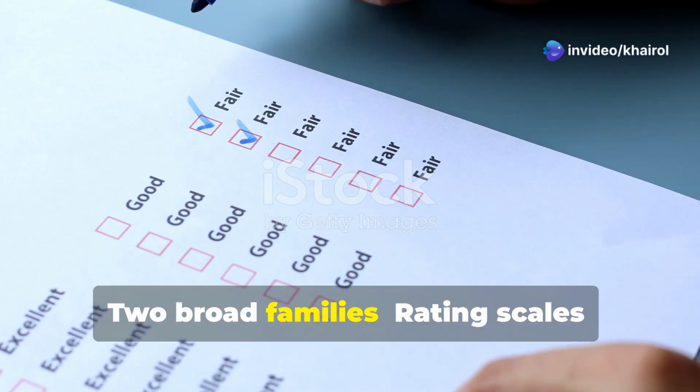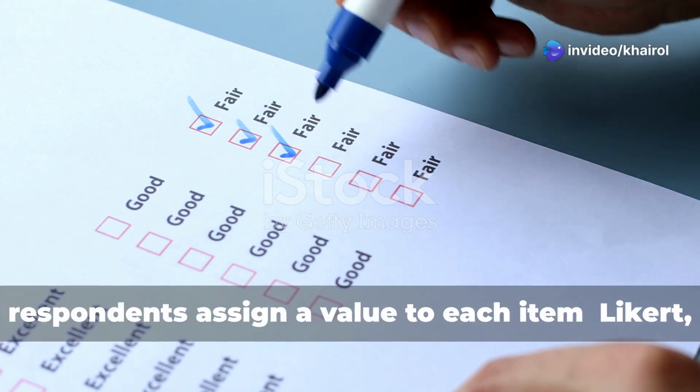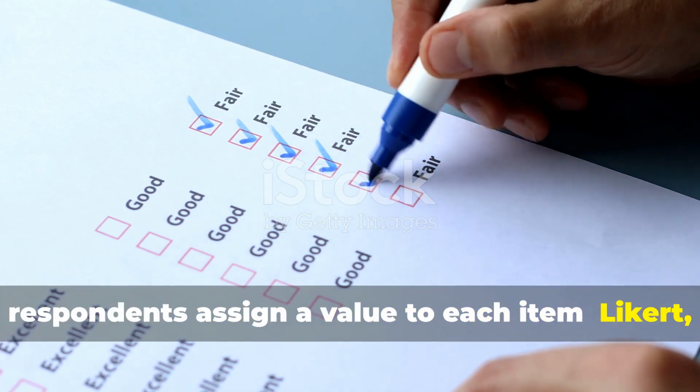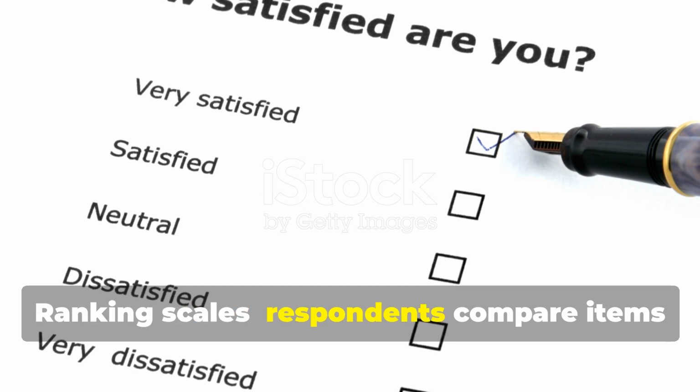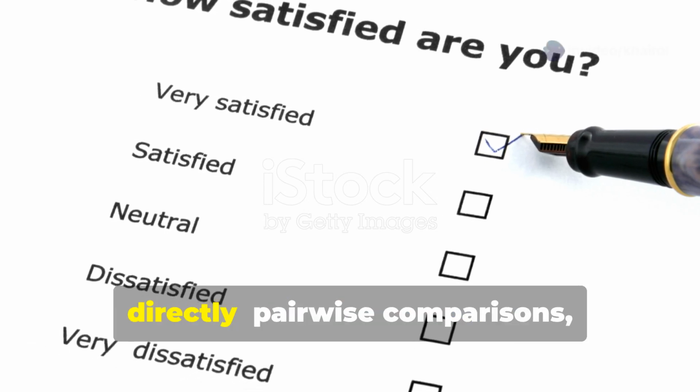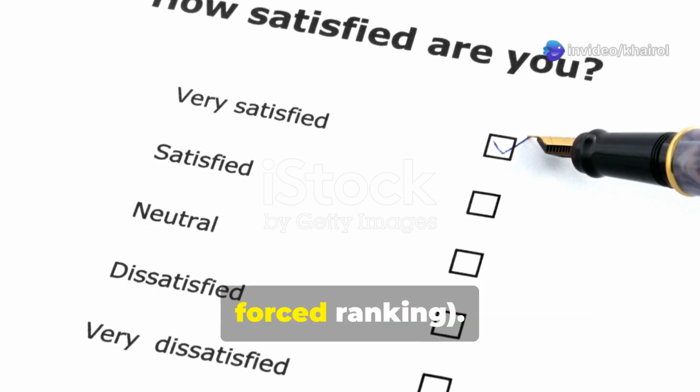2 broad families: rating scales. Respondents assign a value to each item, Likert, semantic differential, numeric, etc. Ranking scales. Respondents compare items directly, pairwise comparisons, forced ranking.